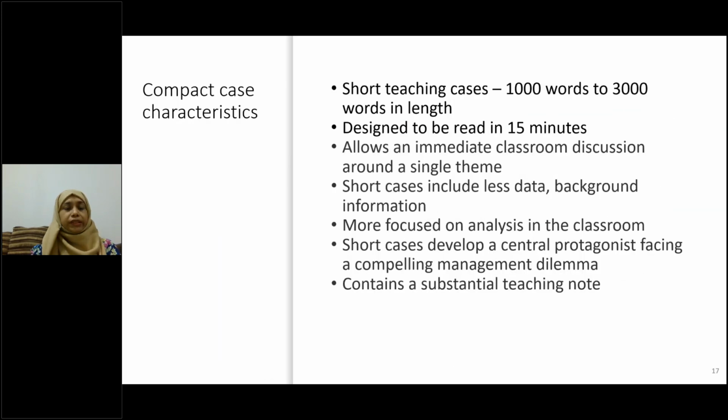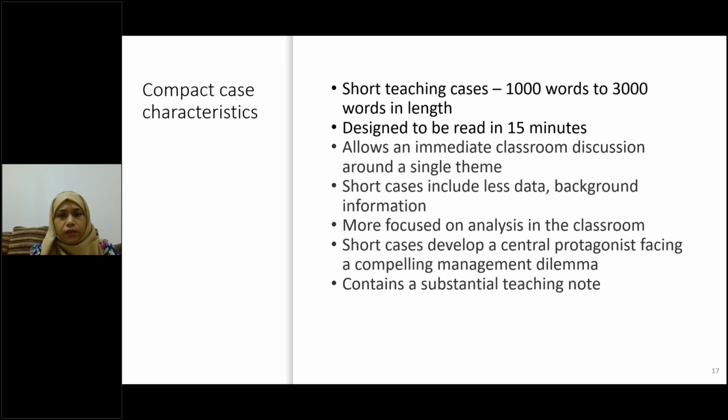Well, so a short case, or we can say a compact case, has some characteristics that make it special and distinctive. The first thing is that, of course, you understand from its name itself that it should be written very concisely. So how concisely? There are of course schools of thought, but we can put it in a range between 1000 and 3000 words. And it should be something that the students or the reader should be able to read within a very short time, let's say 15 minutes or so.